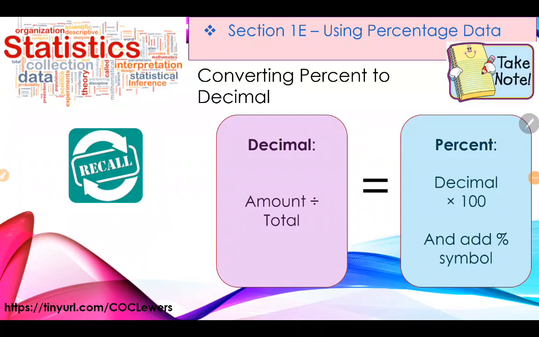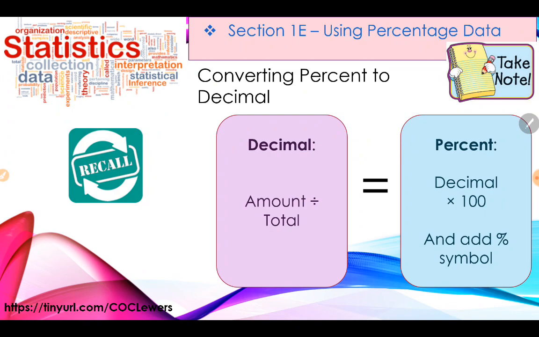In section 1E, we're going to basically reverse what we learned in 1B. In 1B, we learned how to get from a fraction to a decimal to a percent. And in 1E, we're going to learn how to get back to a decimal if we're given a percent.